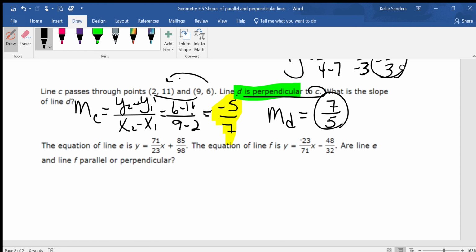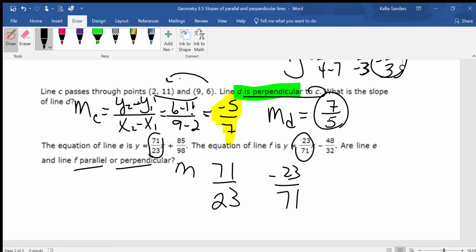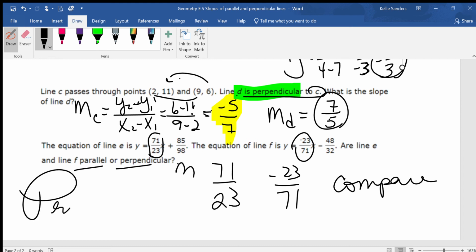Just because these next ones are really, really big numbers, do not think that it's going to be really, really hard. The slope of line E is blah, blah, blah. The equation for line F is blah, blah, blah. Are line E and line F parallel or perpendicular? If we're talking about parallel or perpendicular, we're talking about slopes. The slopes are right here. A positive 7 over 23. A negative 23 over 71. Compare. Perpendicular.